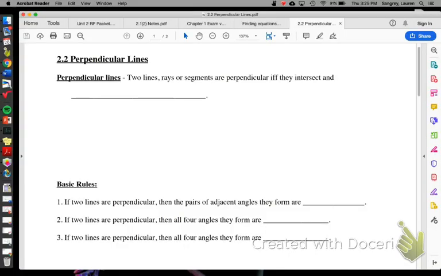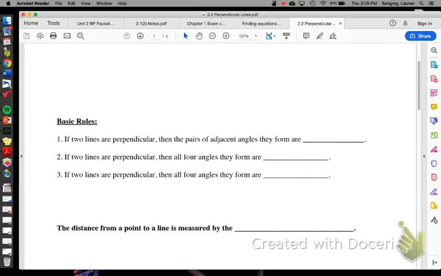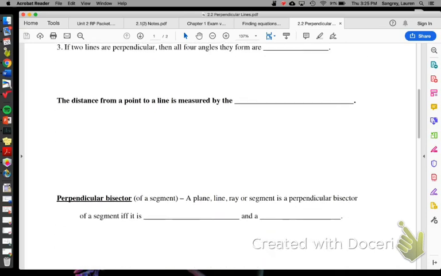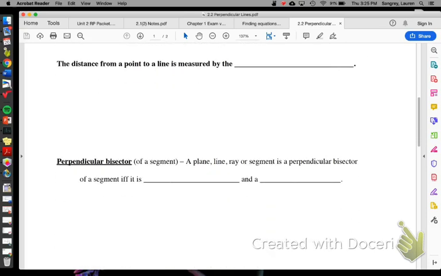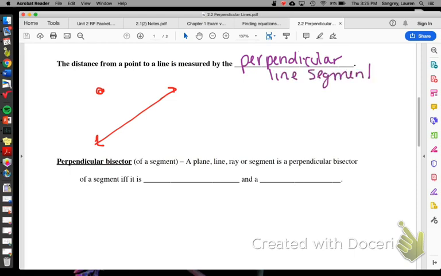Okay, now the distance from a point to a line. Let's draw that. Here's a point and here's a line. If we want the most accurate distance from the point to the line, we want to use the perpendicular line segment. So that means we connect the point to the line with a segment that is perpendicular to the line.